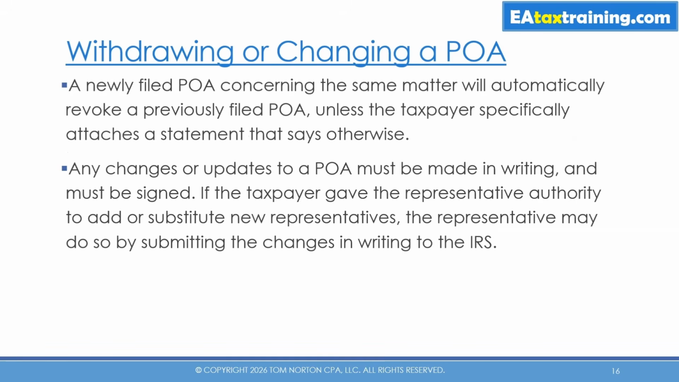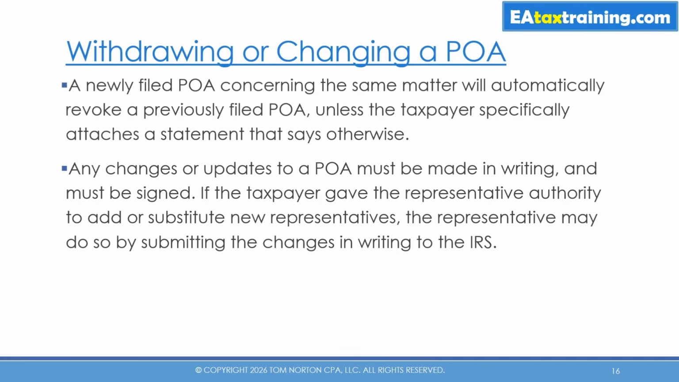A newly signed and filed power of attorney concerning the same matter, same years, will automatically revoke a previously filed power of attorney, as we said when we were looking at the form. And it will do that unless the taxpayer specifically attaches a statement that says otherwise, or they specifically check that box. If they check that box, that counts. But as we said, you then have to attach a copy of the previous 2848 to the return.